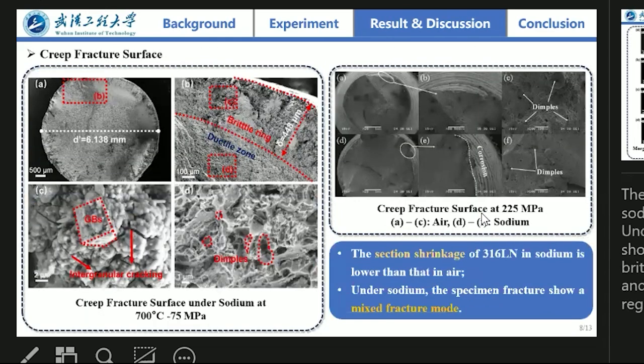And so in this slide, I show the creep fracture surface. You can see this picture is the creep fracture surface in sodium at 300 degrees and 75 megapascal. In the left picture is the creep fracture in the air environment and the sodium environment. We can see the section shrinkage of 316LN in sodium is lower than that in air. And besides, in sodium, the specimen shows a mixed fracture mode.